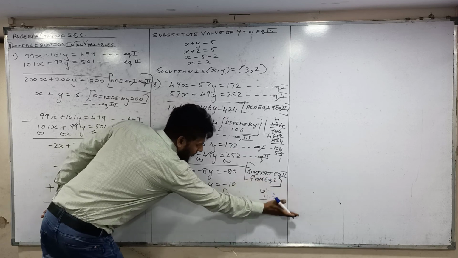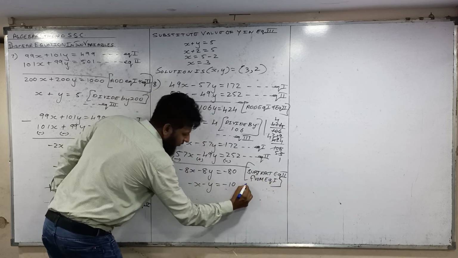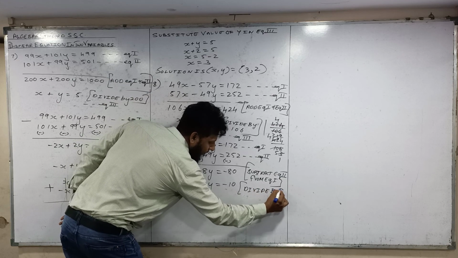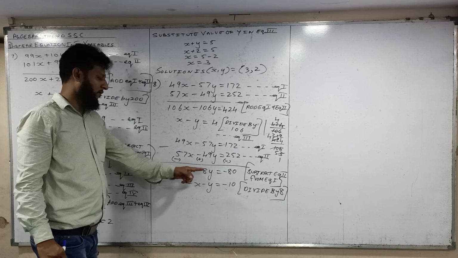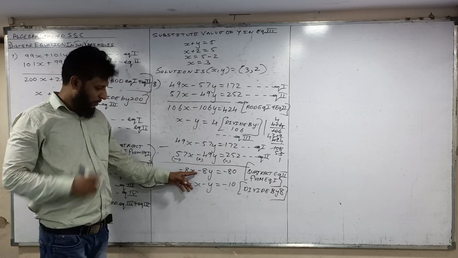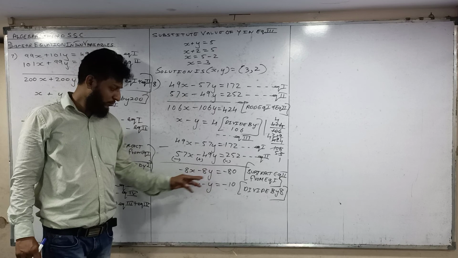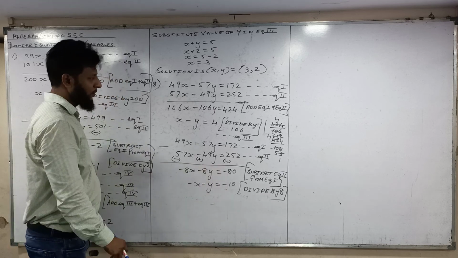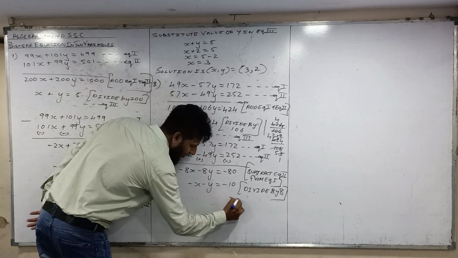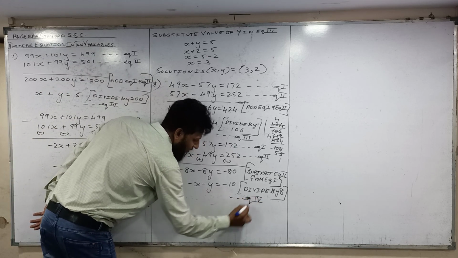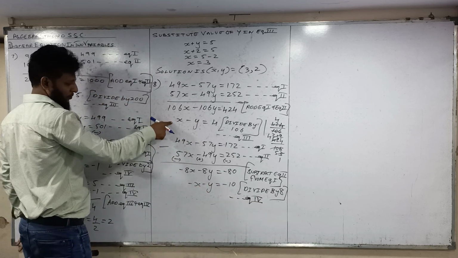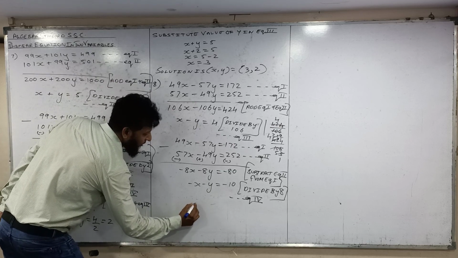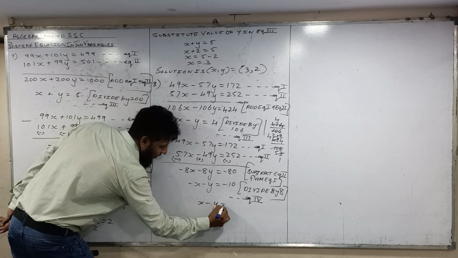When we divide this by 8, we get minus x, minus y, and minus 10. The sign will be as it is. So your new equation is equation 4. This is what you get after subtracting. So your equation 1 is this and equation 2 is this. Now you can see this, minus x minus y is equal to minus 10.